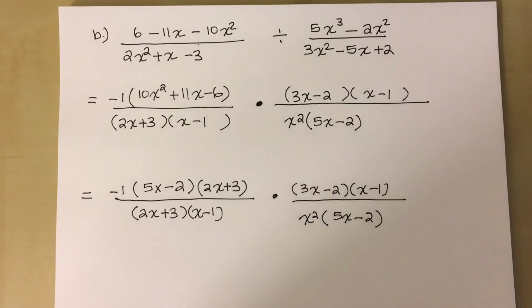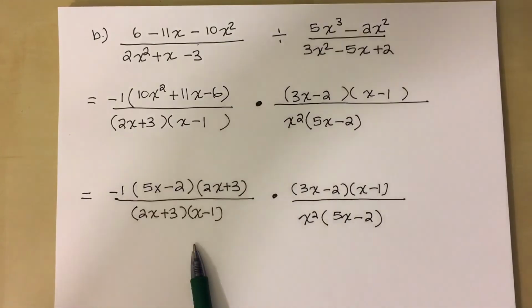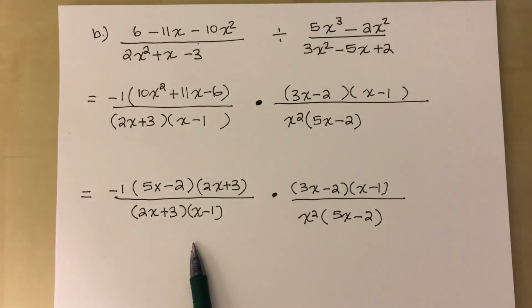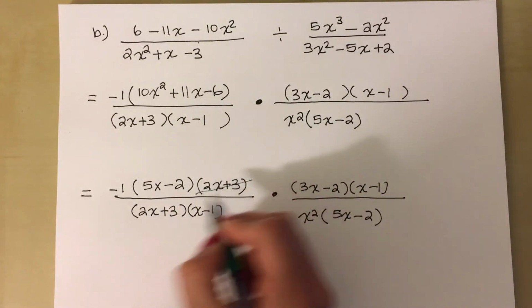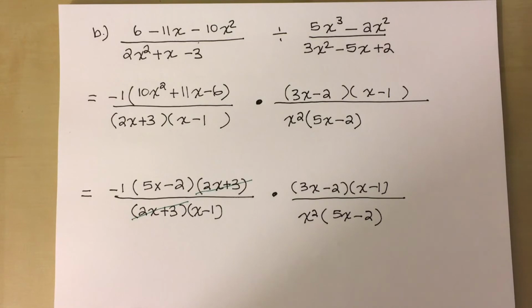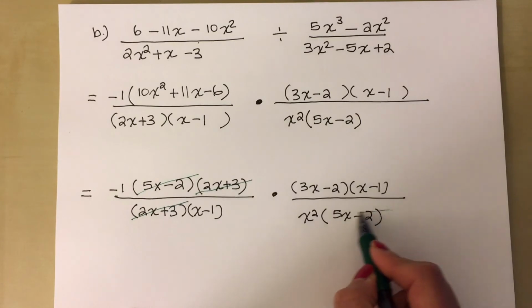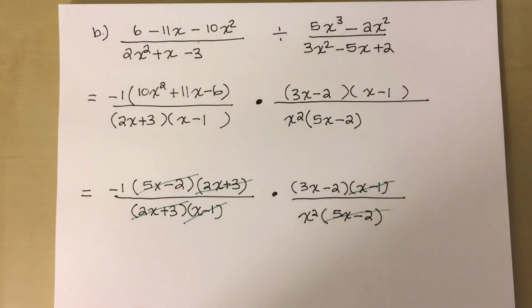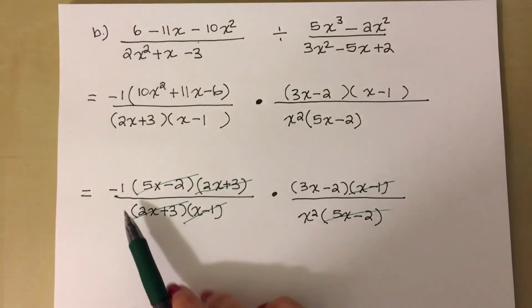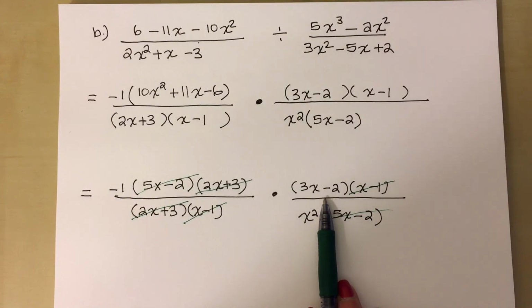once everything is factored, then we can reduce. So let's see what we can reduce here. We can reduce 2x plus 3. We can reduce 5x minus 2. We can also reduce x minus 1. And so in the numerator, we're left with -1 times 3x minus 2. And in the denominator, we're left with x squared.